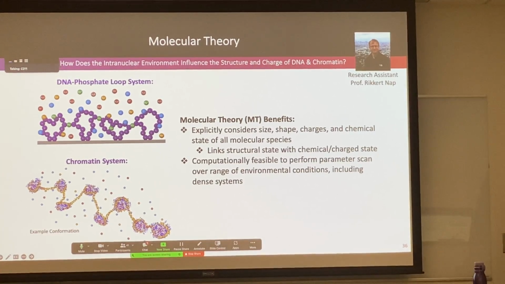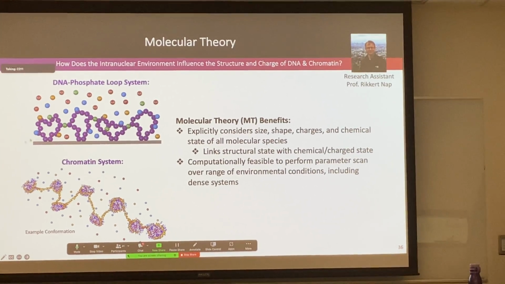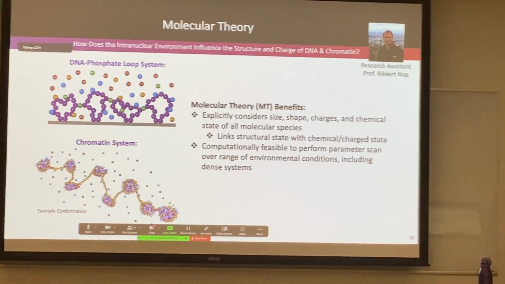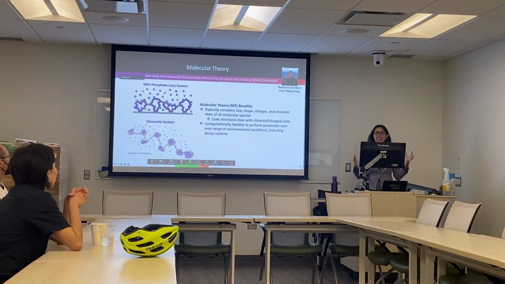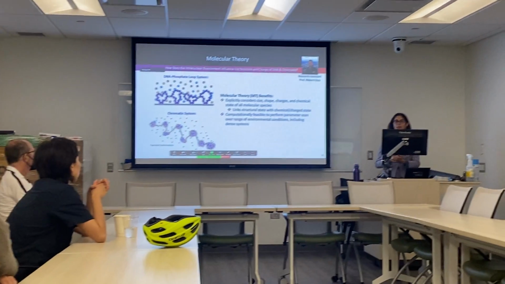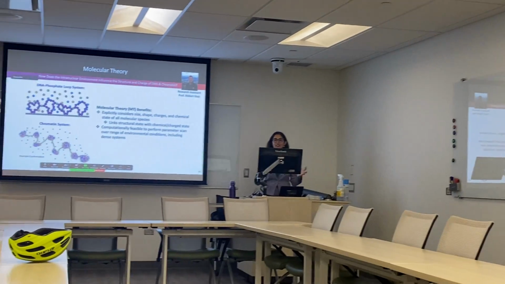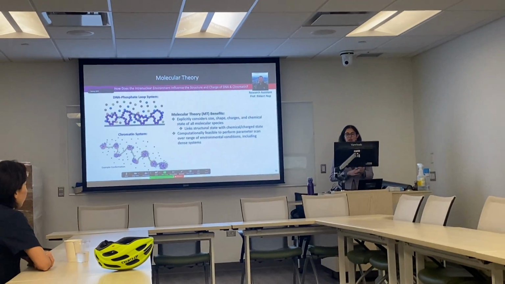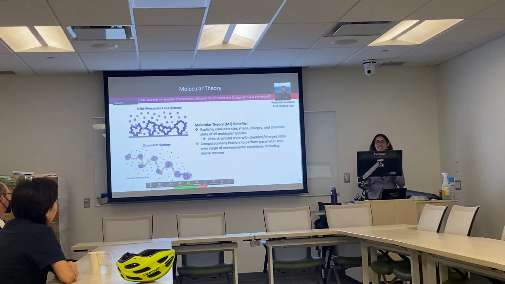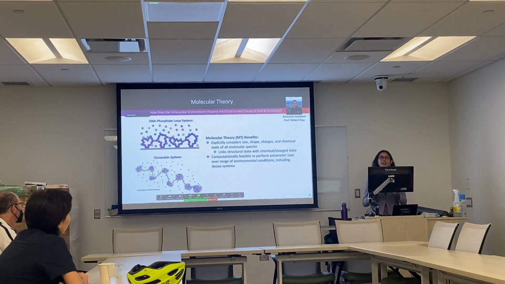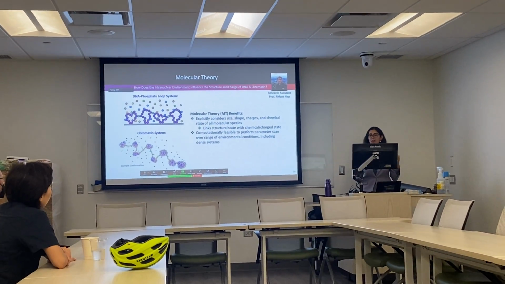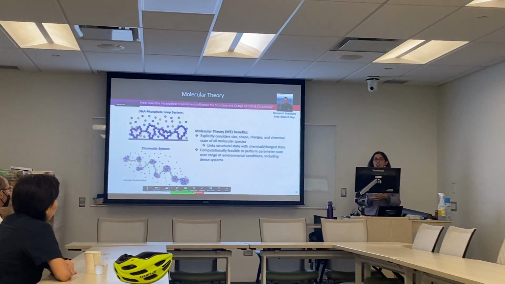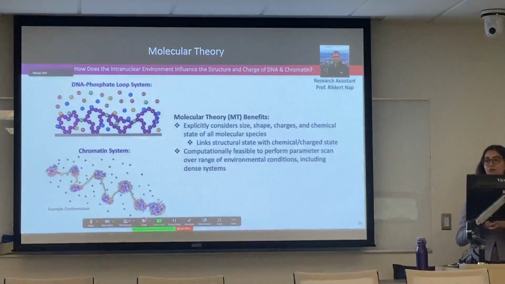And then we've built off of this DNA phosphate loop system to be able to study the chromatin system as a whole. And this is research that was performed with research assistant professor Rikkert Nap, who helped a lot with developing the theoretical approach as well as the software. And just quickly going over the molecular theory benefits, it explicitly considers the size, shape, charges, and chemical state of all molecular species, and thus links the structural state with the chemical or charge state, giving us a lot of accuracy in terms of our calculations. Additionally, it's computationally feasible to perform parameter scans over a range of environmental conditions, including for dense systems.